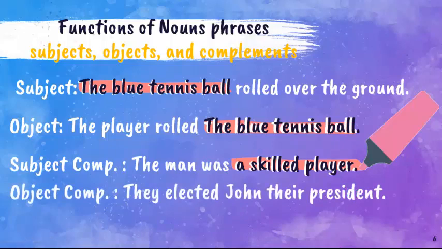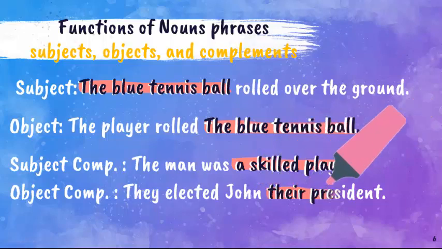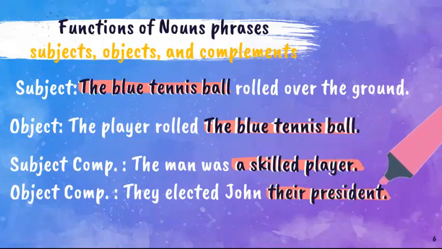Object complement, it is here their president. President is the head word of the noun phrase, and the object is John. They elected John. And what's the result of this election is that he becomes their president. So it completes the meaning, okay, of the object.